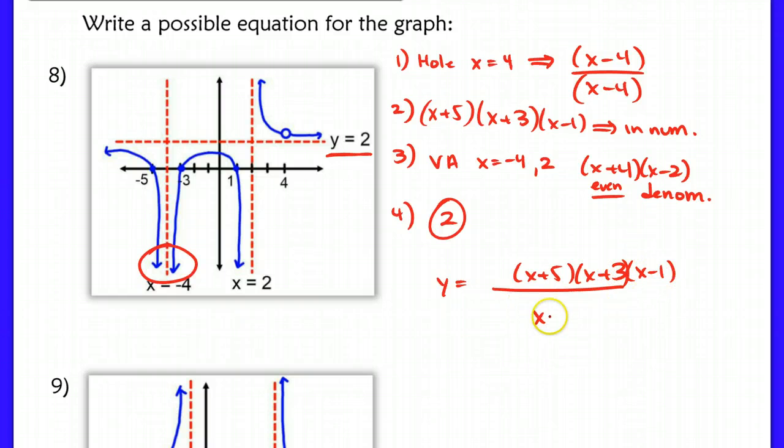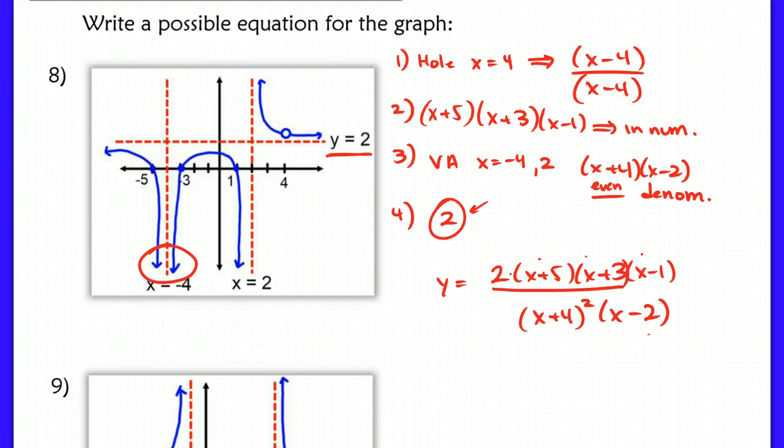And in our denominator, x plus 4, we want that to be an even power, so let's make that x plus 4 squared for now, and x minus 2. So I'm looking at this overall and I say, okay, well, I have a degree of 3 on the top, right? X and x here, degree of 3, and I have degree of 3 on the bottom, so that satisfies this last part here, and I just need to add a 2.